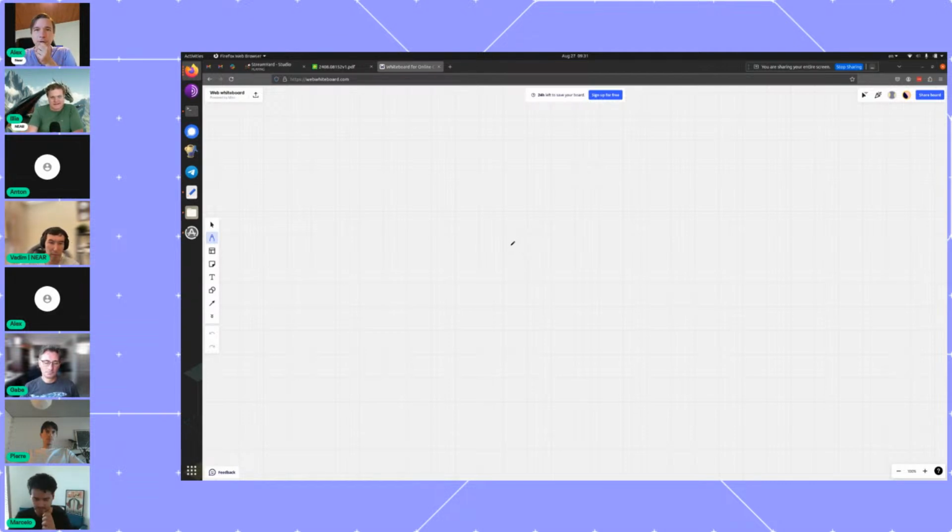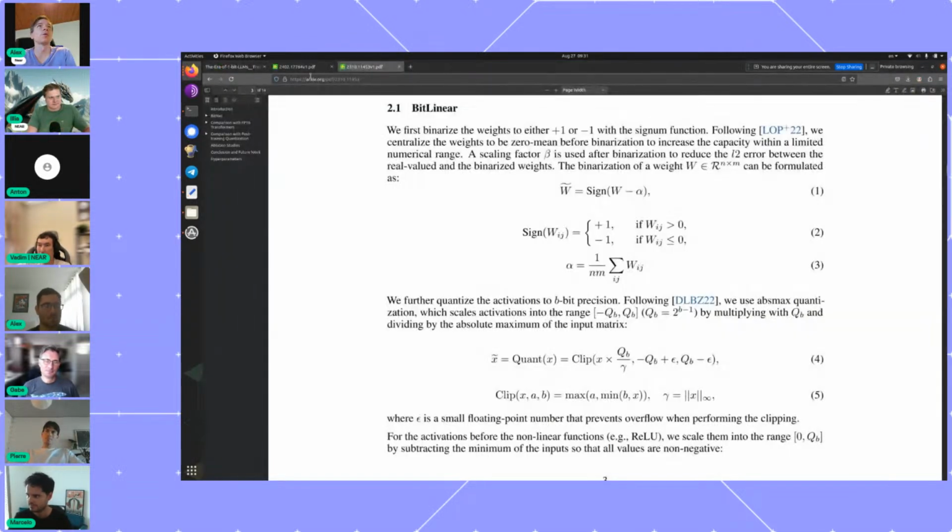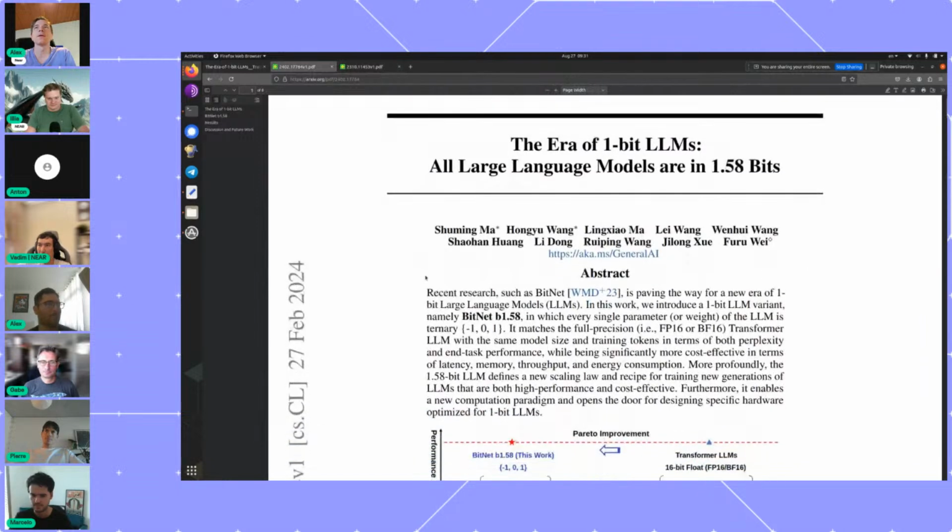Okay, you can hear me, right? Yep. Okay, awesome. So the paper we will be discussing today is called The Era of 1-bit LLMs. It's about training large language models without multiplication, using only ones, zeros, and minus ones for weight matrices.